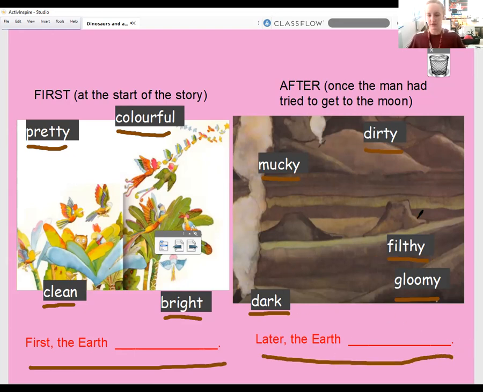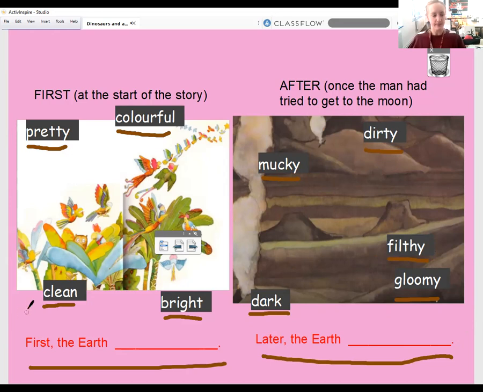And I'm going to use one of these adjectives. So I'm going to say, later the Earth was dark. Later the Earth was dirty. What else could we say? Have a little think and have a little talk. Later the Earth. Well done. So now I'm going to have a go at putting these two together.